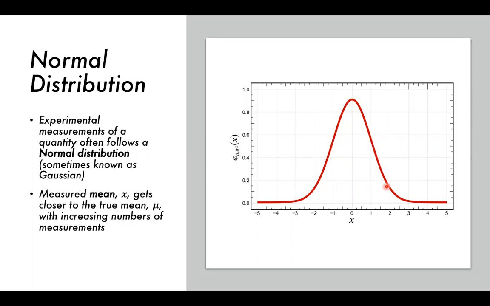The measured mean, x-bar, gets closer to the true mean, mu, with increasing numbers of measurements. So the uncertainty, or the difference between the measured mean, i.e. the mean for our samples or our measurements, and the true mean, decreases as we increase the number of observations or measurements that we make.